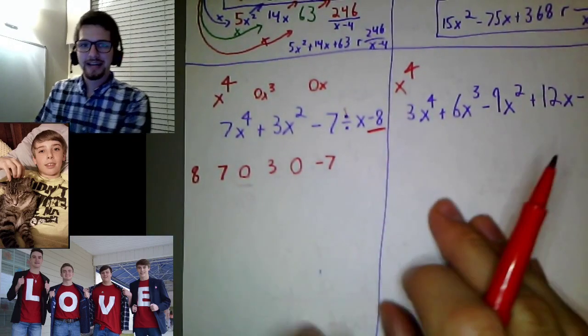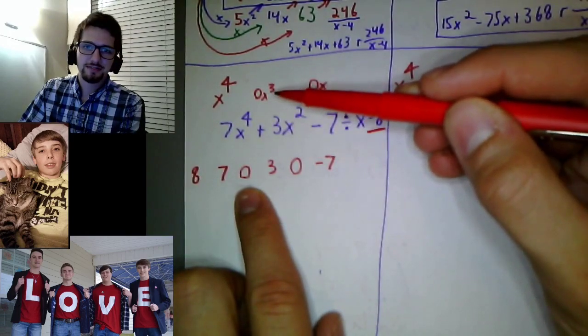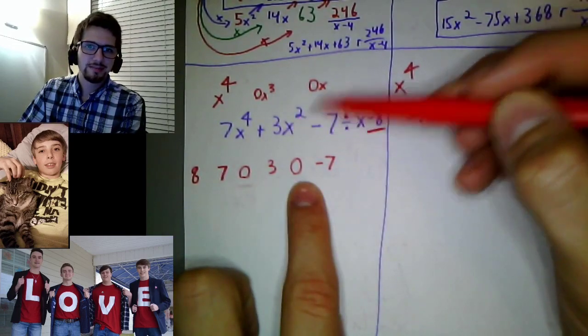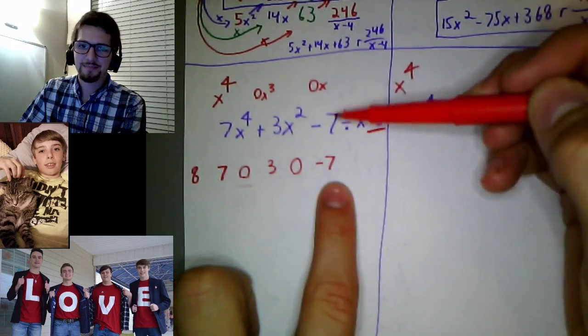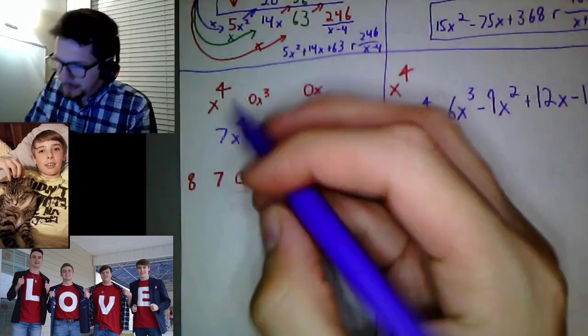So just to recap, my 7 came from x to the fourth, my 0 came from x to the third because I don't have one, my 3 came from x squared, my 0 came from x because I don't have an x, and then my 7 carried down as the constant. Alrighty.